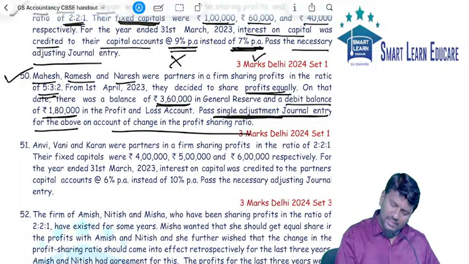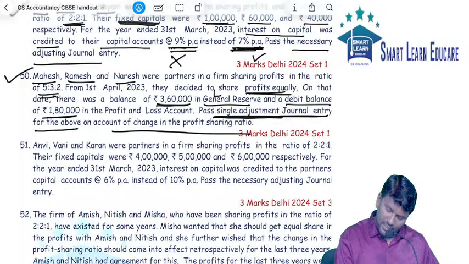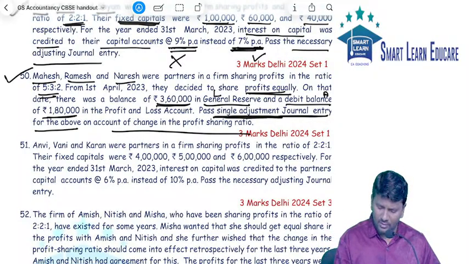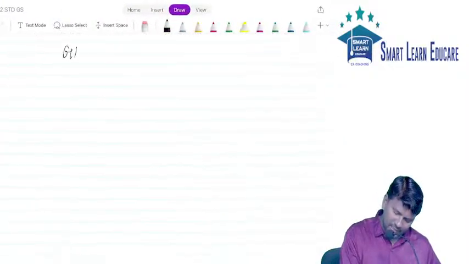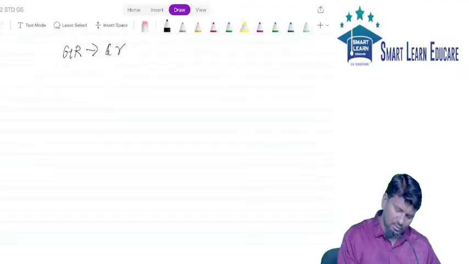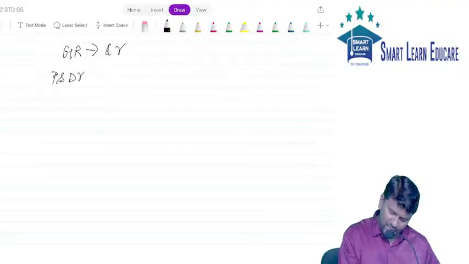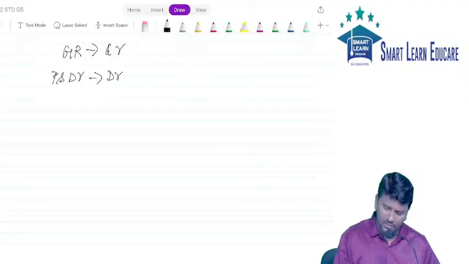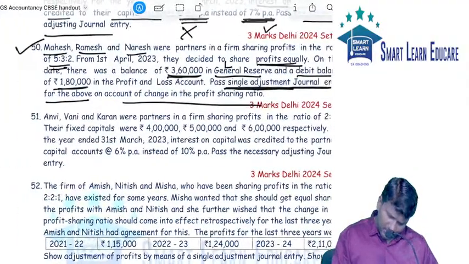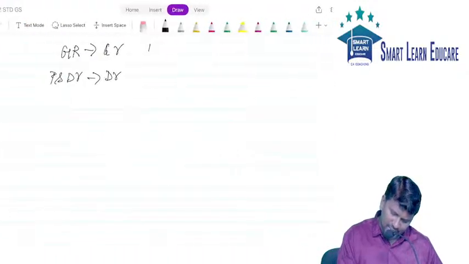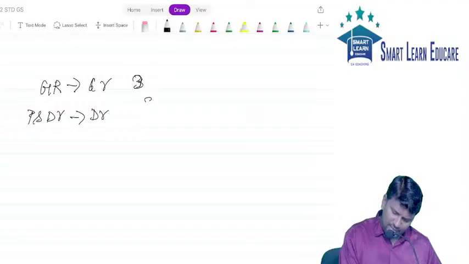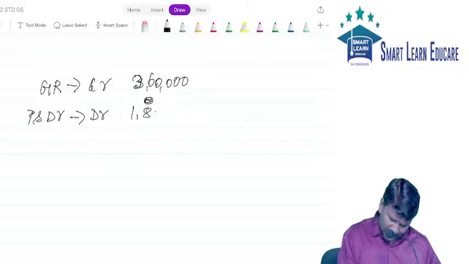First, reserve is a liability. P&L is having a debit balance, so it is an asset. One is a liability, another is an asset. The general reserve will have a credit balance, but the P&L has been specified as a debit balance. What is the total of the credit balance? Reserve total 3,60,000, P&L total 1,80,000.